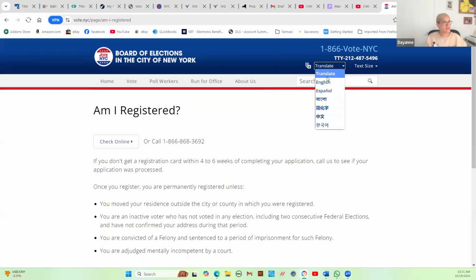The reason why you're only seeing these 5 languages is because these are probably the 5 most common languages within the New York City area, which I'm not so sure about. I would beg to differ on 2 of the languages that I'm seeing there. But I'm sure that they will also have it in your language. If you go to the voting office near you and ask them for information in the language, they will have it. Okay, so let's just click quickly on check online.